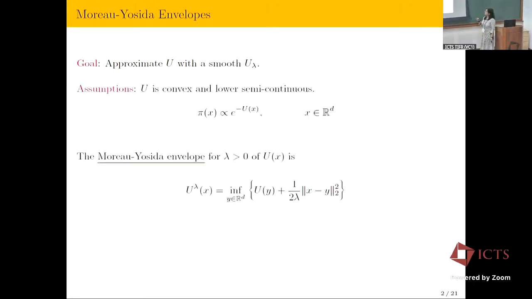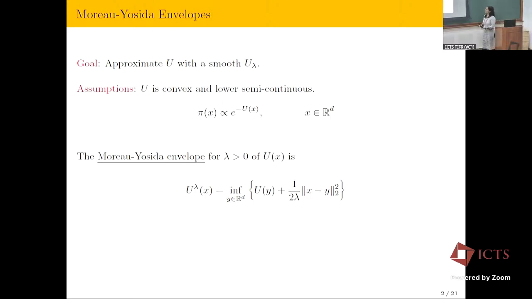My assumption is U is convex. That's an assumption I'm going to have to not make eventually. So that's the direction we're moving in. Eventually, we want to do everything for non-convex, or at least some class of non-convex functions. But at least for now in the literature, often U is convex and lower semi-continuous, and pi is proportional to e to the power minus U of x.